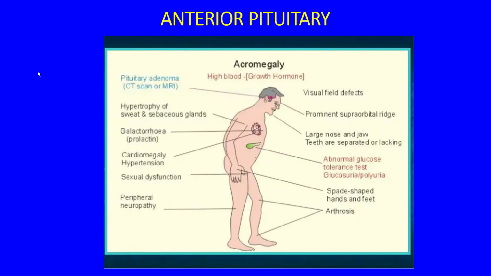Abnormal glucose tolerance test. They will have glucosuria or polyuria. Spade-shaped hands and feet, arthrosis, peripheral neuropathy, sexual dysfunction, cardiomegaly, hypertension, galactorrhea, which is usually due to an increase in prolactin, and hypertrophy of sweat and sebaceous glands. To locate them, usually you're going to get a CAT scan or an MRI.